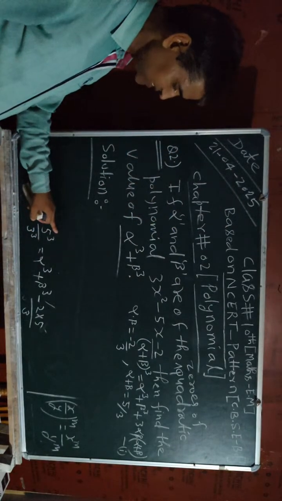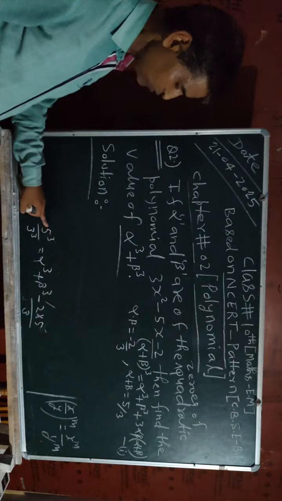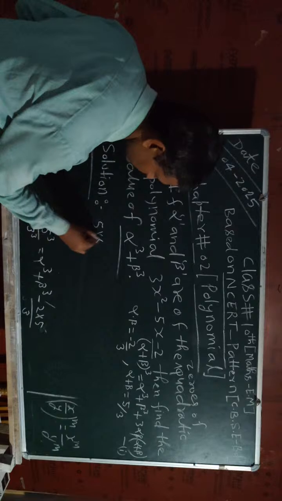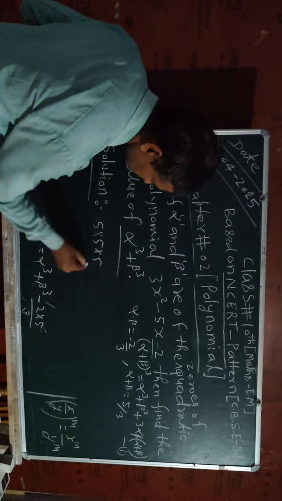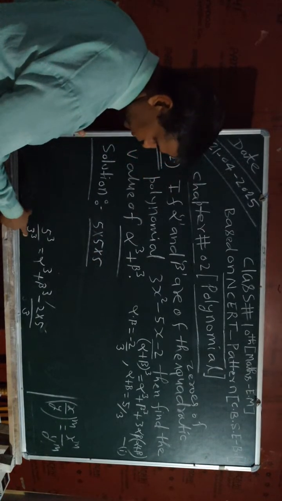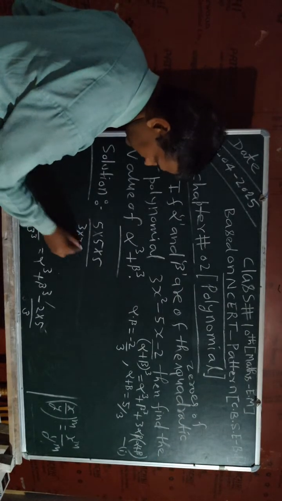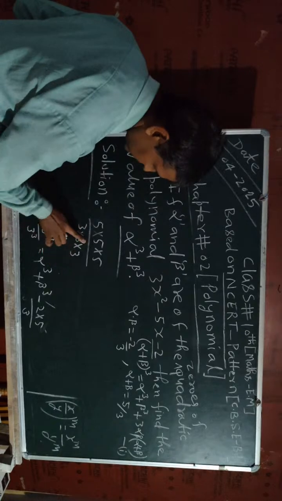Now here 5 to the power 3 is available. It means that 5 I will write 3 times. So I will write like this: 5 into 5 into 5, divided by 3, which I will also write 3 times, 3 into 3 into 3. Okay, student.